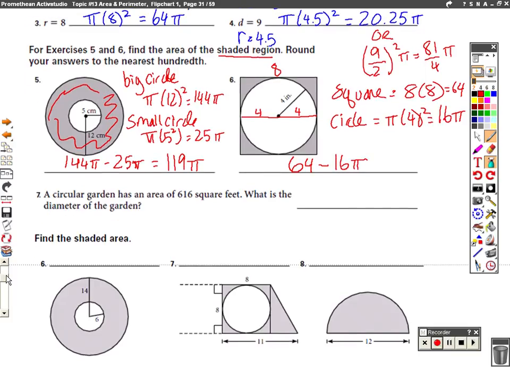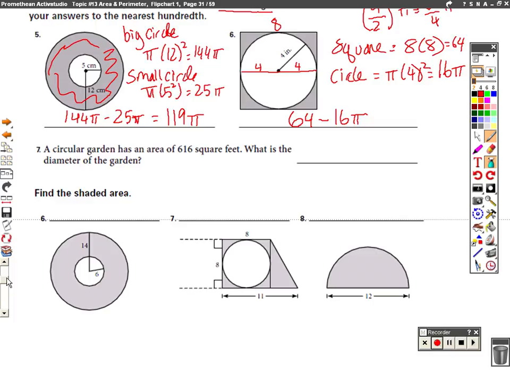All right, next one, number 7. A circular garden has an area of 616 square feet. What is the diameter? Okay, so here we have a circle, and they're telling me the area is 616. So I'm going to set that number, 616, equal to the formula, which is pi times r squared. All right, so we're going to have to resort to our calculator here. I'm going to divide both sides by pi to get rid of it.